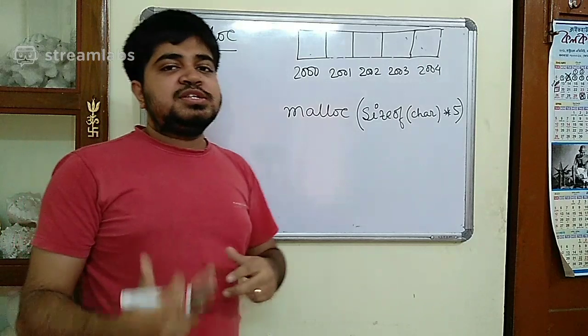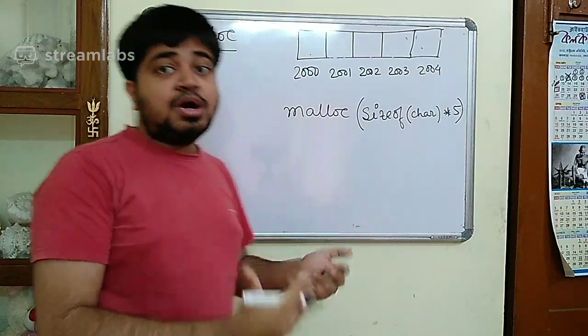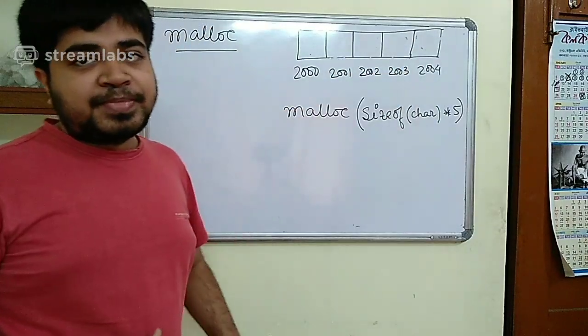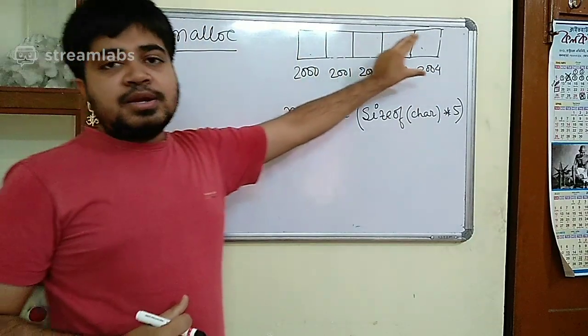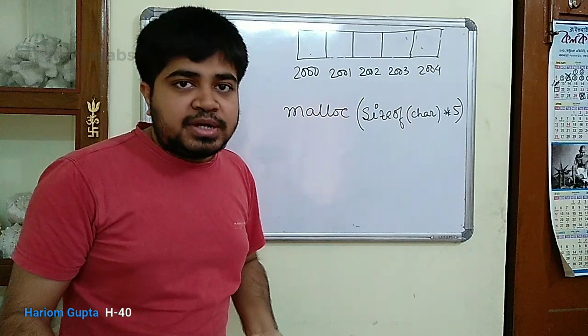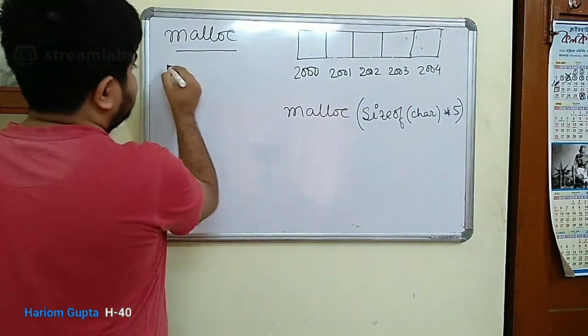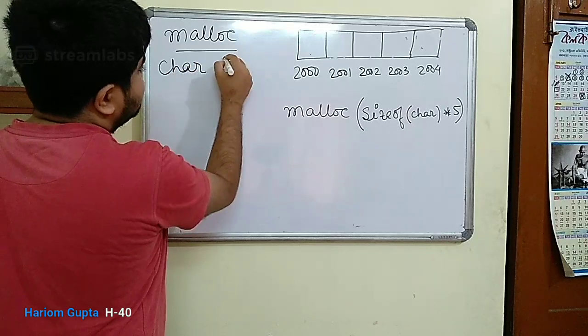And this 2000 needs to be stored into a pointer. Now what type of pointer can hold this type of array, right? What type of pointer can hold? A character pointer, because we are dealing with a character array, right? So we declare what? We declare char star p.